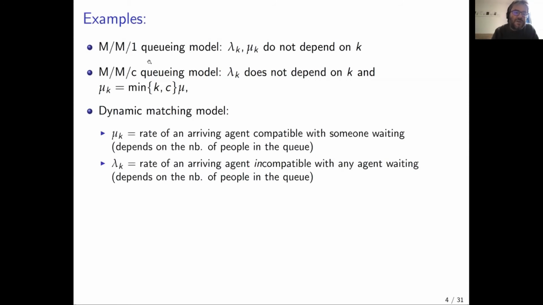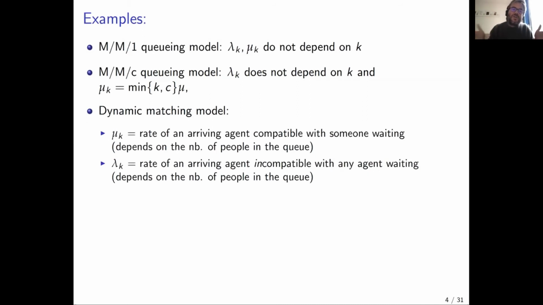There are generalizations of this model. The MMC model is one of them, where instead of having one server, you're going to have C servers, where C is an integer. Again, arrival rate does not depend on the number of agents in the queue, but now the service rate may depend on the number of agents in the queue. And how does it work? Let's say C is 3, for instance, to make things simple. Then if you have one agent in the queue, this guy is going to be assigned one of the 3 servers. And so with rate mu, this guy is going to be served.